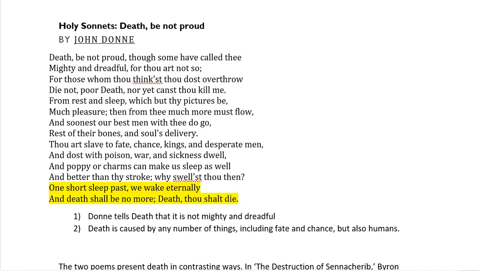Thou dost overthrow. Nine syllables again. Die not. So they're nine or ten syllables long, from rest and sleep, which but thy pictures be.